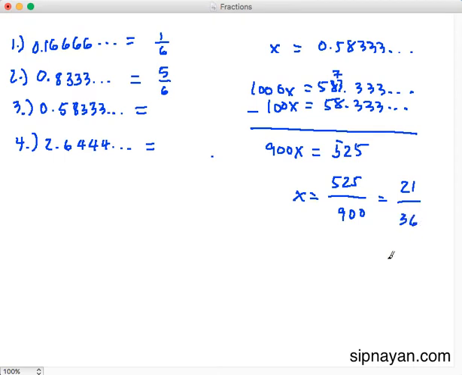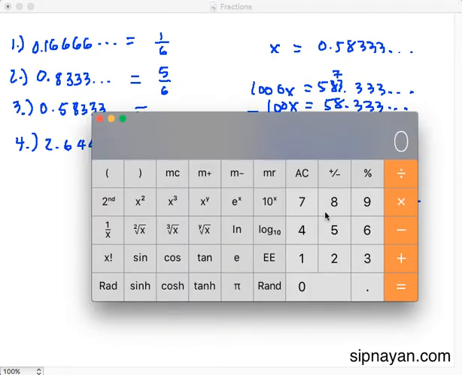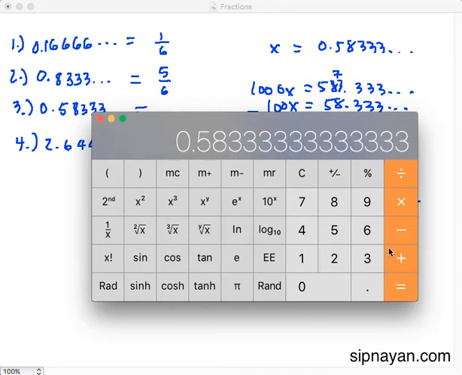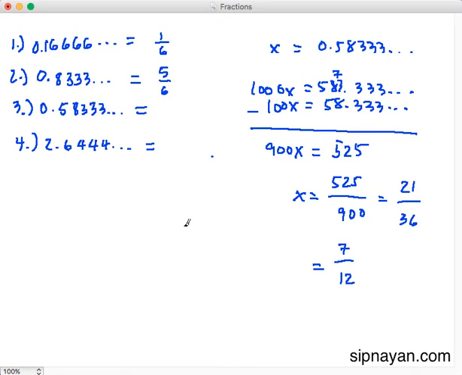Okay. And still, I think this is both divisible by 3 pa rin, no? So we have 21 divided by 3 is 7, and then 36 divided by 3 is 12. So check natin, what is 7 over 12? Okay, 0.5833. So tama naman tayo. So the correct answer here is 7 over 12.